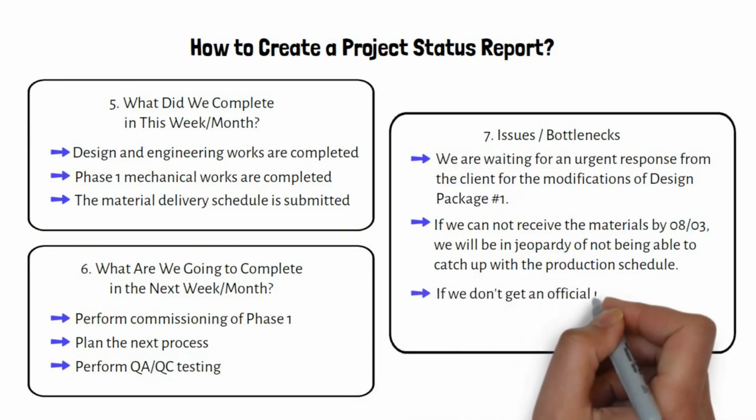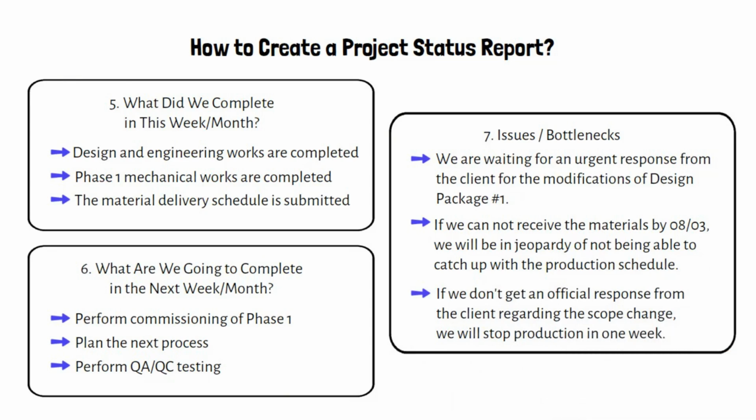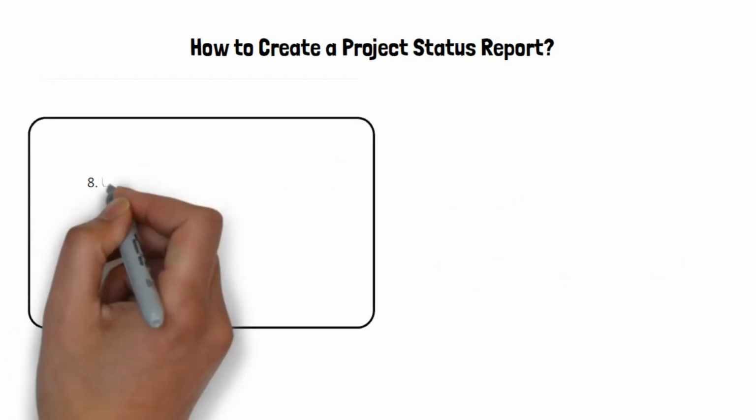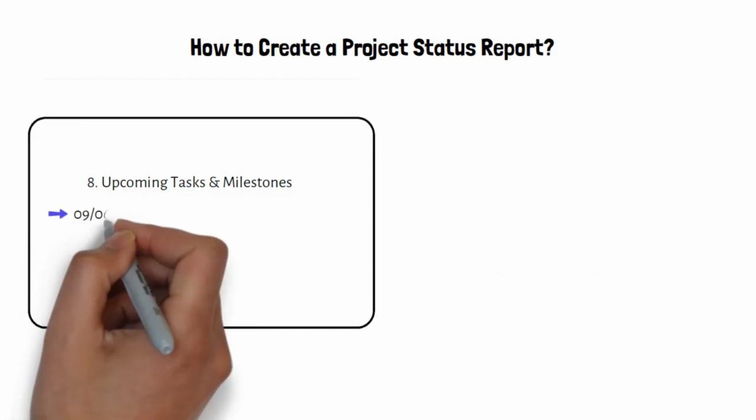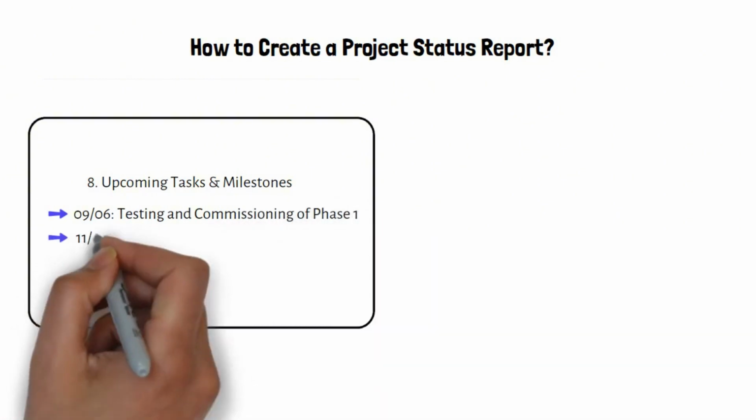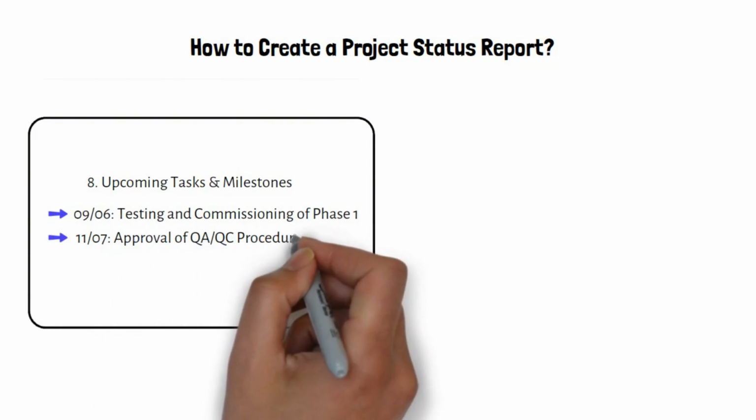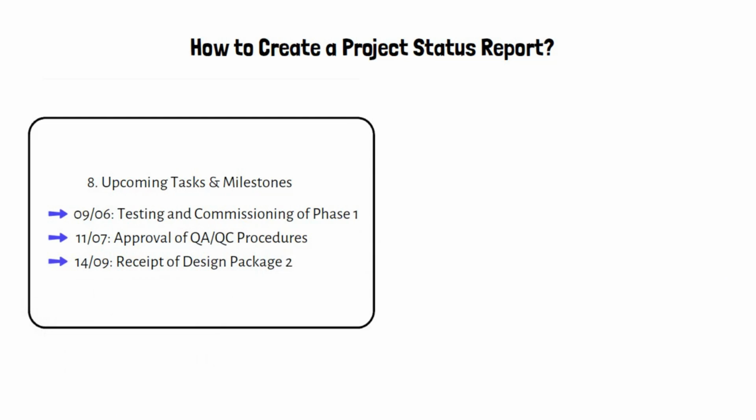If we don't get an official response from the client regarding the scope change, we will stop production in 1 week. 8. Upcoming tasks and milestones. List the upcoming tasks and milestones by providing dates. June 9th, testing and commissioning of Phase 1. July 11th, approval of QA/QC procedures. September 14th, receipt of design package 2.